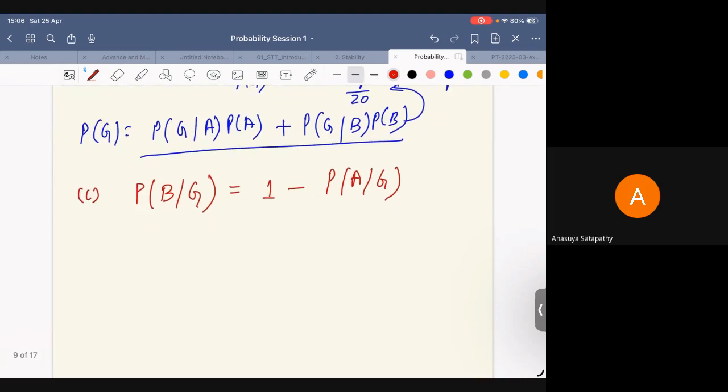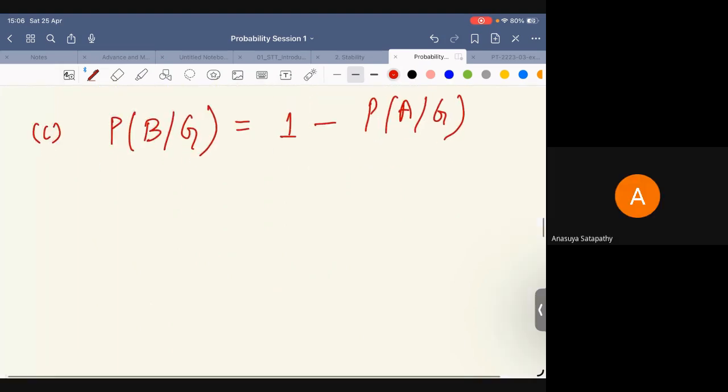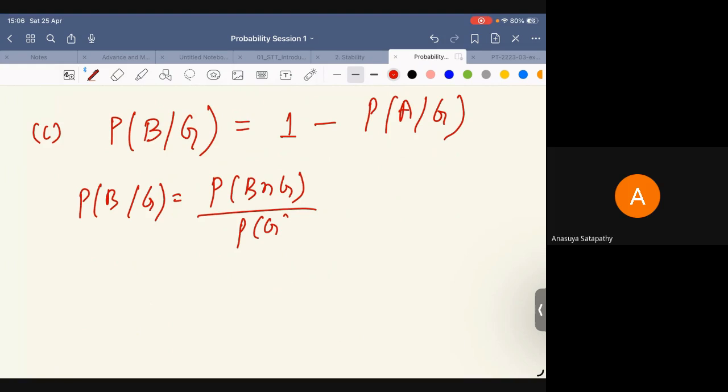Did you understand this one, or should I? No. Okay. How do we do it? Probability of B given G. Can I write it like this? Probability of B intersection G divided by probability of G.